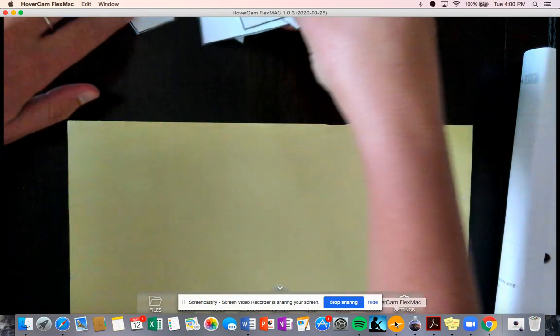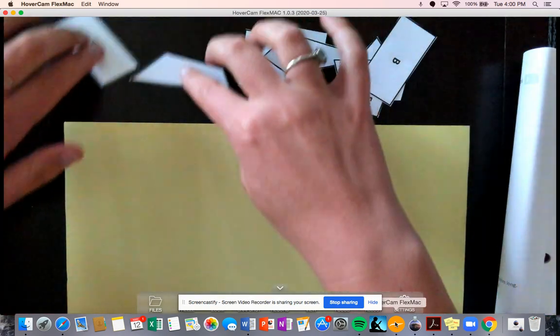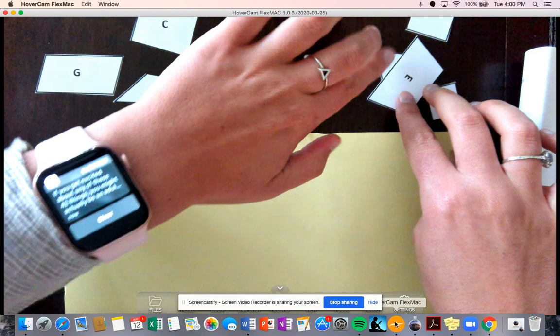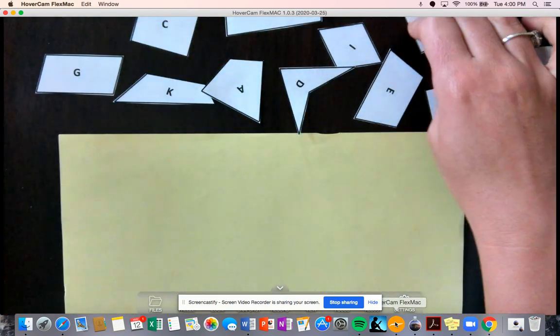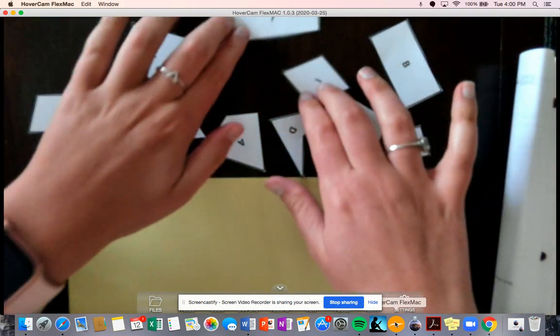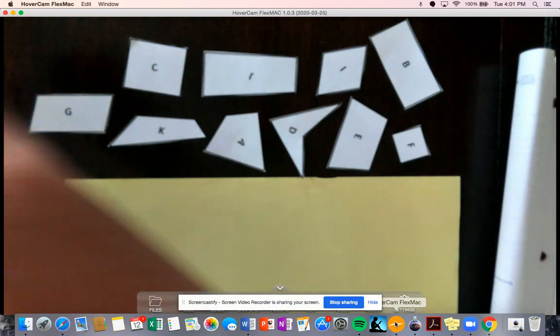Okay, today we're going to be looking at different shapes and figuring out what attributes they have and how we can group them. So we have a bunch of different shapes here, as you can see. And we're going to be paying close attention to the names of the different shapes.